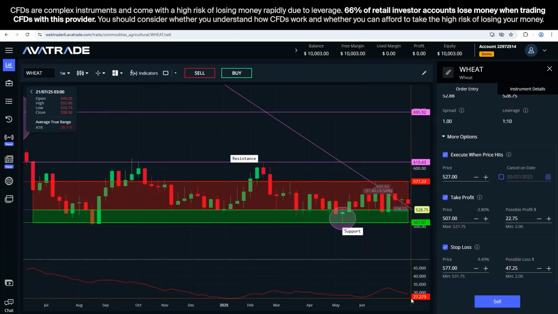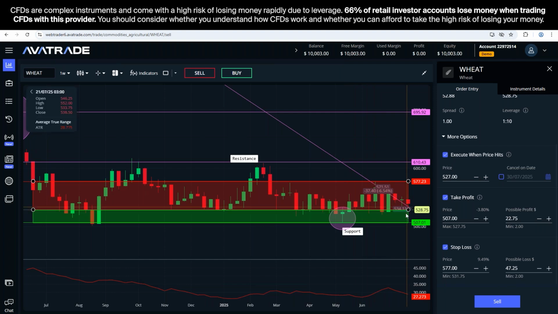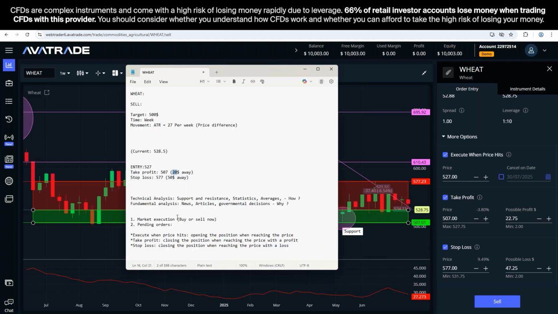Now we see that the average movement for wheat per week is $27. So the ATR equals $27 per week. And how far away are we? Let's open up the numbers. In here, we are in the range. So $20 is in the range. This is where we place our take profit. So the expected movement equals 20. 20 is in our range. But the $40 is too far away.